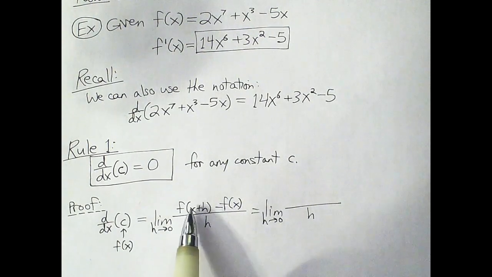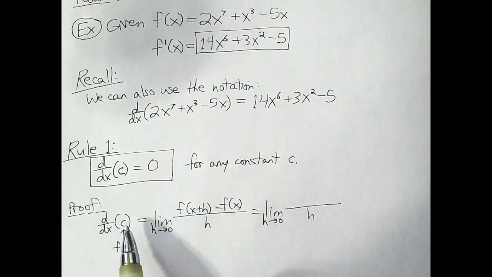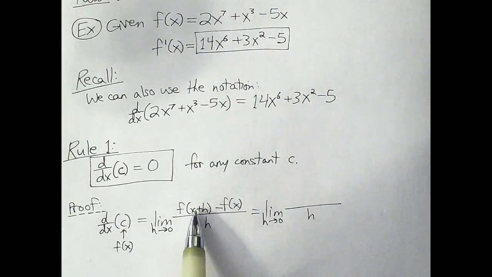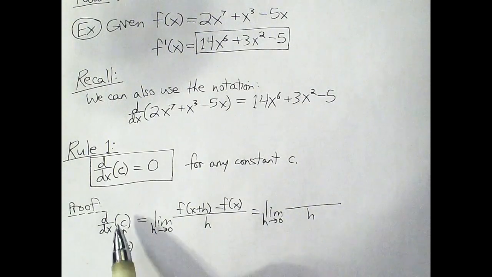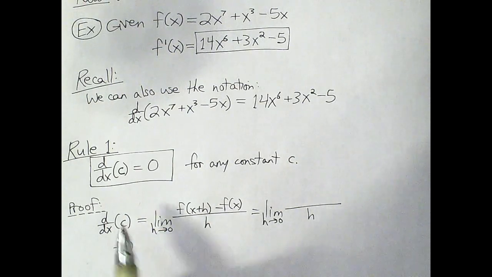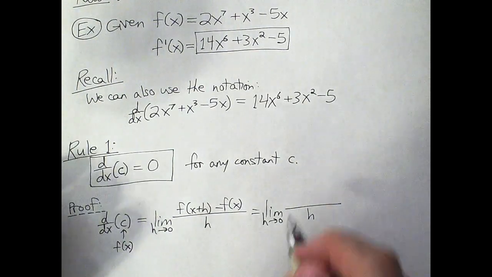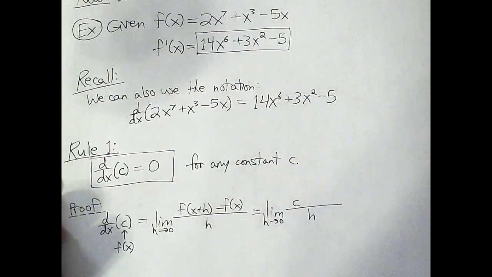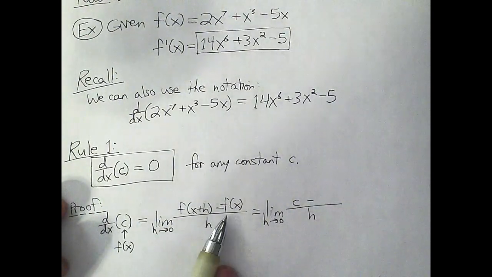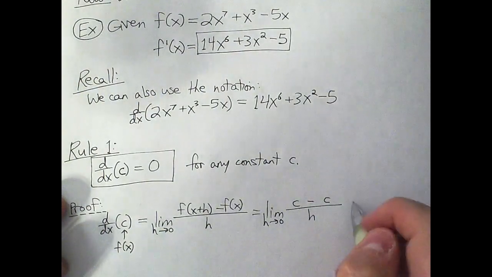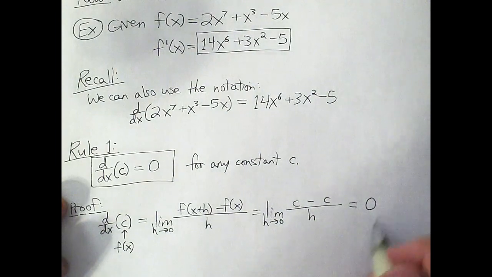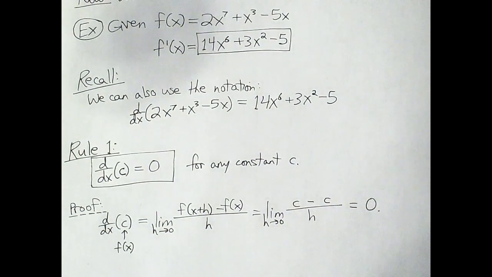What is f of x plus h in this case? The function is f of x equals c. When I plug in x plus h, what do I get? Well, the function f of x equals c, it's a constant function. It's always going to equal c. No matter what you put in, f of x always equals c. So I get c. Minus, what's f of x? F of x is c. Look at that, we get a 0 up top. C minus c is 0, so this does, in fact, equal 0. And that's a little proof of this rule.